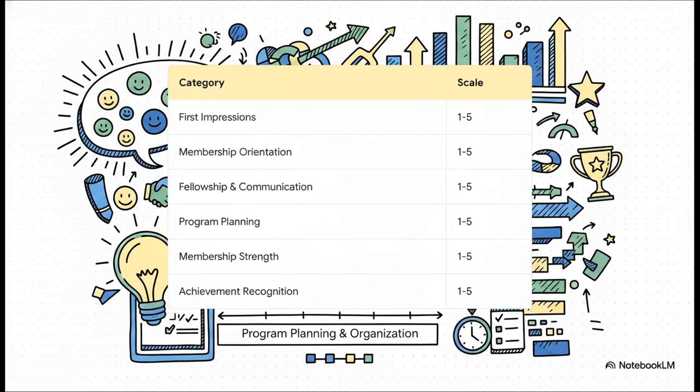As you watch the meeting unfold, you're going to grade 6 key areas on a scale of 1 to 5. You'll look at first impressions, like how are guests treated when they walk in. You'll rate membership orientation, fellowship and communication, program planning and organization, membership strength, and finally, achievement recognition. Keeping this exact scorecard in mind ensures you are evaluating the full spectrum of the club experience.